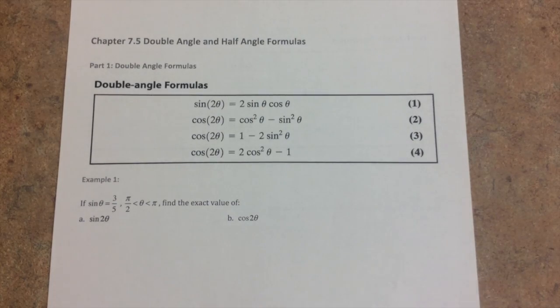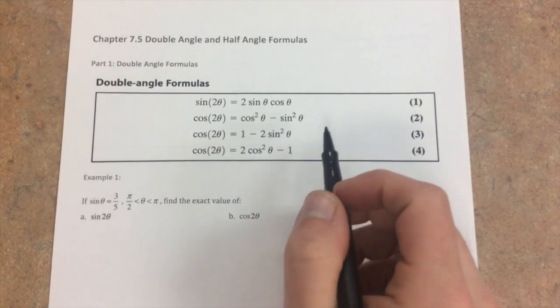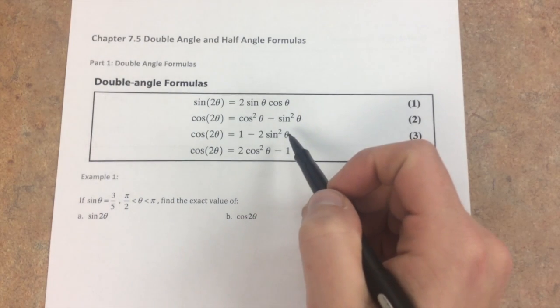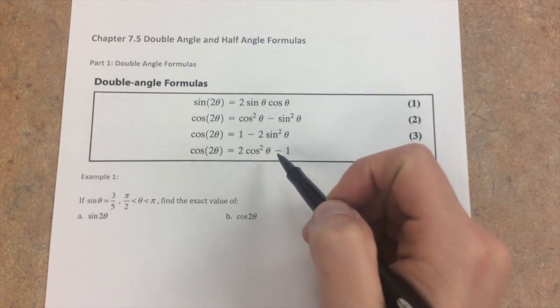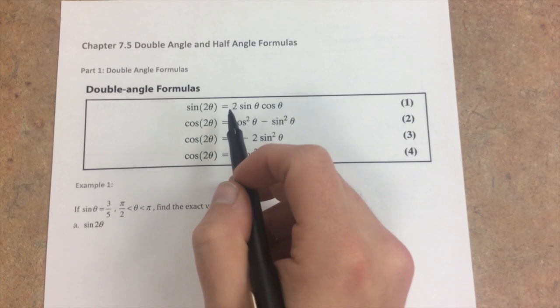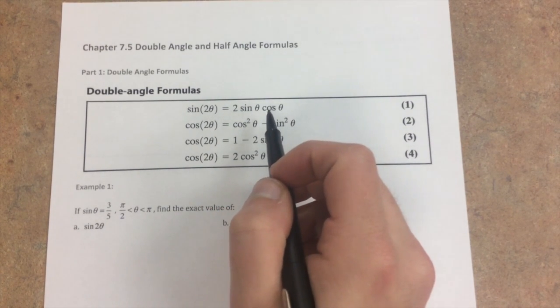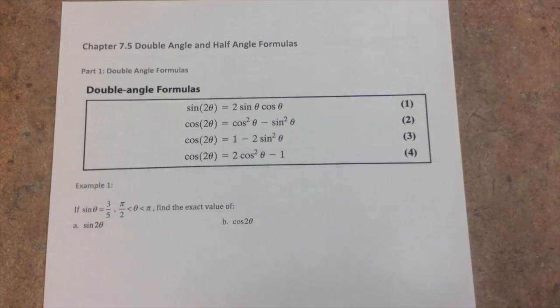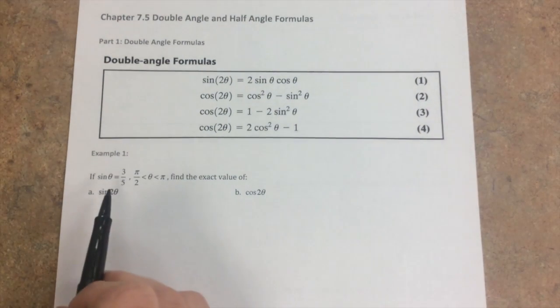And why we have three is because, remember, cosine is cosine squared minus sine squared, and we can replace each one of those, depending on what we're given, with 1 minus sine squared or 1 minus cosine squared, which gives us these last two. So sine of 2 theta is 2 sine theta cosine theta, or cosine of 2 theta is one of these three. Okay, so we start here.